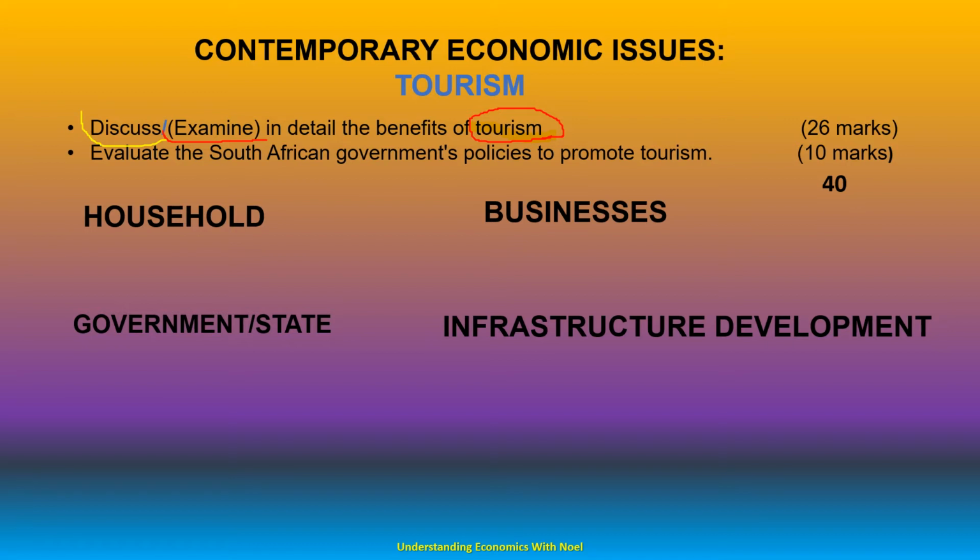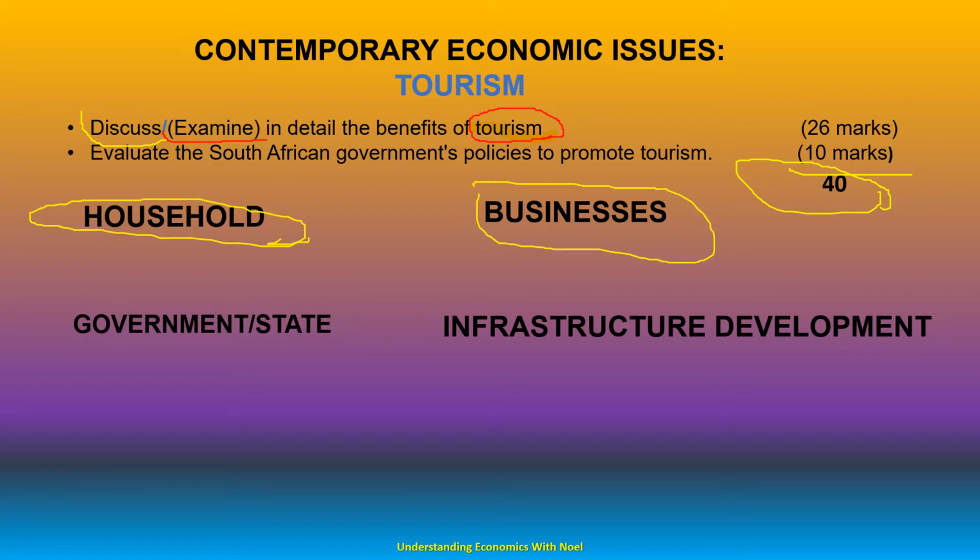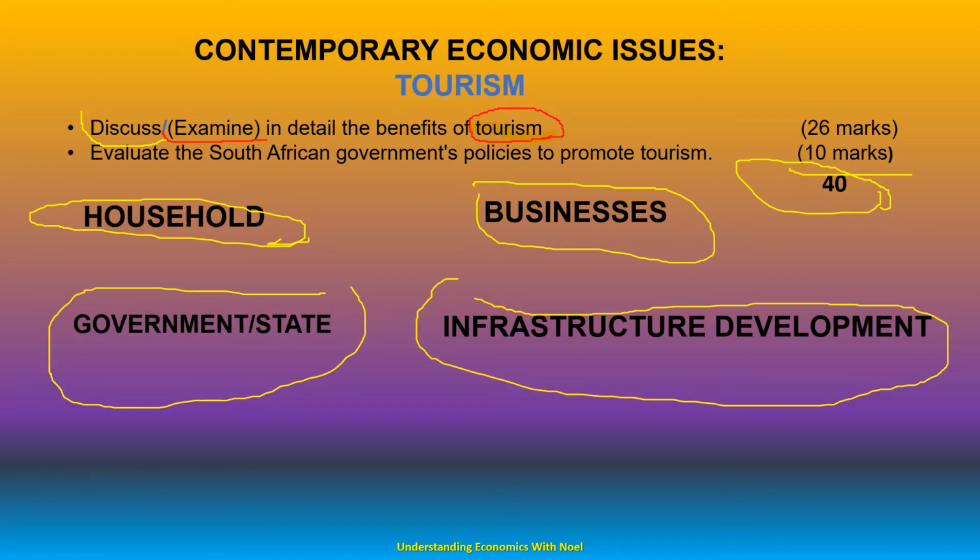So it is up to the examiner how we are going to discuss this. And then we shall look as well at the additional part which says evaluate the South African government policies to promote tourism, and that gives us a total of 10 marks, and the whole essay will be 40 marks. So when we look at the benefits of tourism, we need to talk about households, businesses, the state, and infrastructure development.